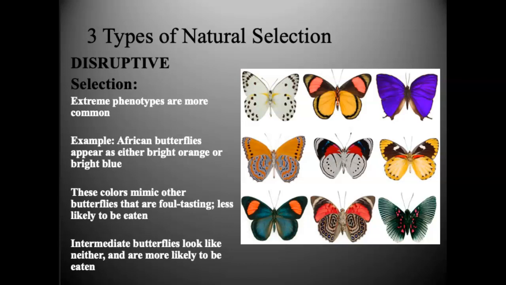A classic example that I think about is African butterflies. They either appear as bright blue or bright orange. The reason they appear as bright blue or bright orange is because they mimic other butterflies that are foul tasting. So if you're bright blue or bright orange, the predators tend to leave you alone. But if you're kind of in the middle, let's say you're a dull orange or a dull blue, well, you don't look like a foul-tasting butterfly, so predators are more likely to eat you. So what has nature selected then? It has selected either extreme form of the trait.